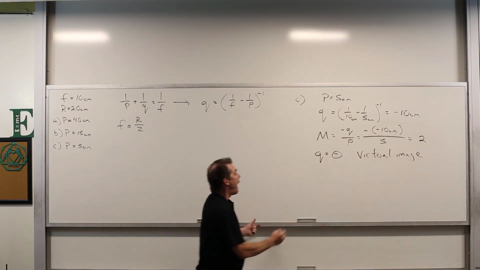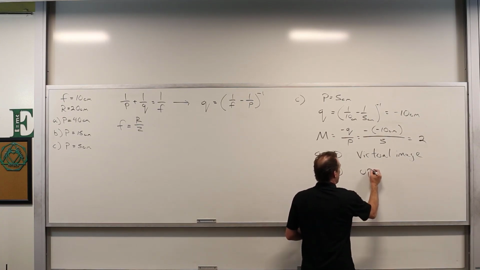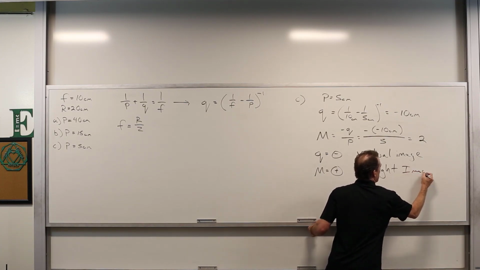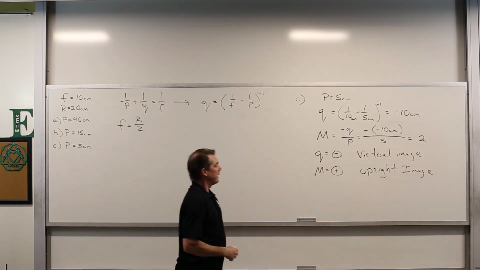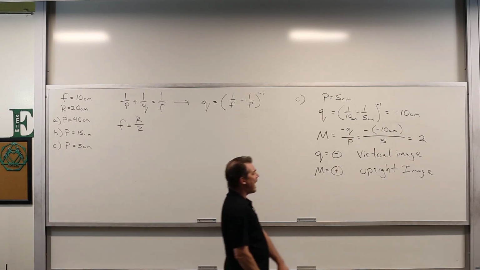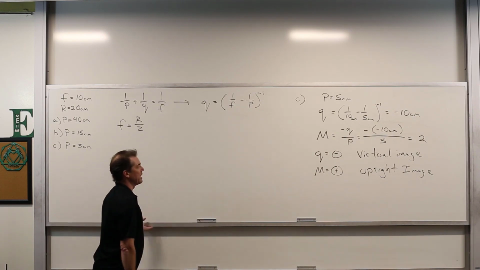The magnification is positive. What does that mean? Upright image. So we've got an upright image that's virtual, that is 2 times the height of the object. Let's see if we can produce this.